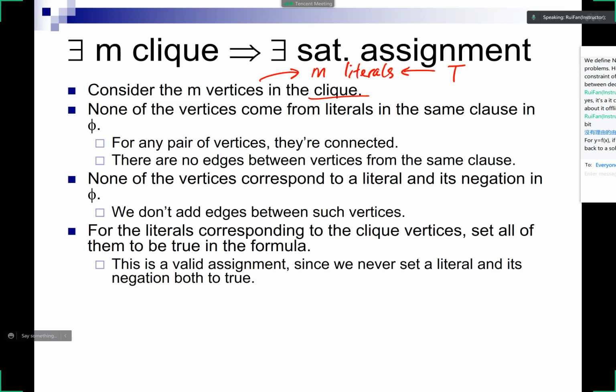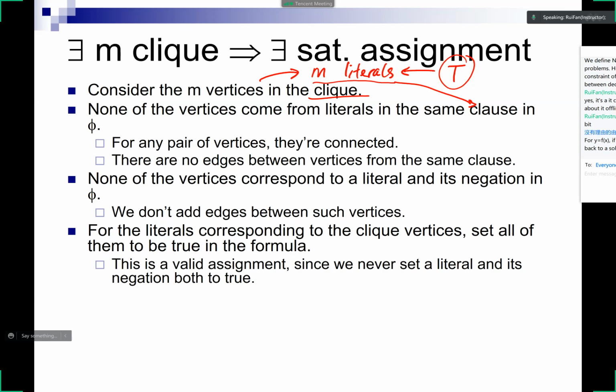Okay, and why is this the case? Well, it's because these m literals all come from different clauses. So that means that we have one literal per clause, and we set that literal to be true. So now we have one true literal per clause, and so all of the clauses are true. Furthermore, because these literals that we picked are not negations of each other, this is a valid assignment.